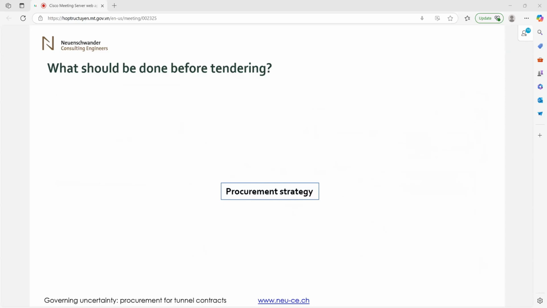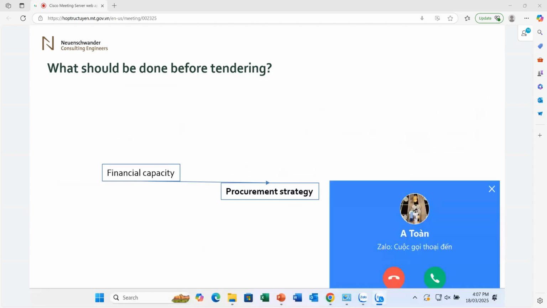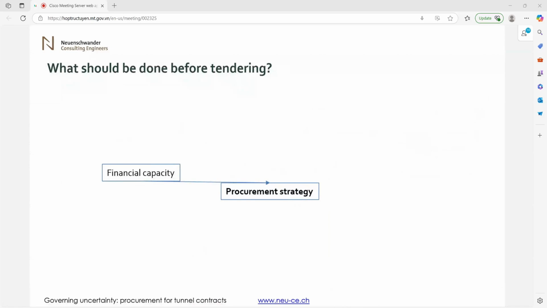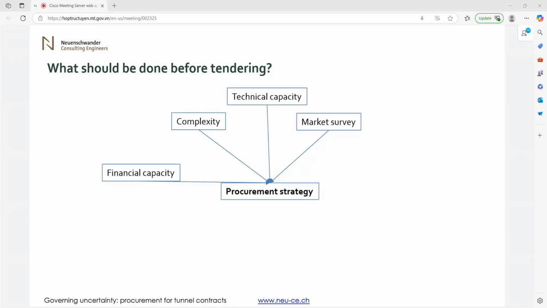Now, when it comes to procurement strategy, what do we look at? Of course, at the financial capacity. The complexity of the project. If we have a non-complex project, an easy project, we will not need sophisticated contracts. We will do a market survey in order to make sure that we will have as many tenders as we'd like.